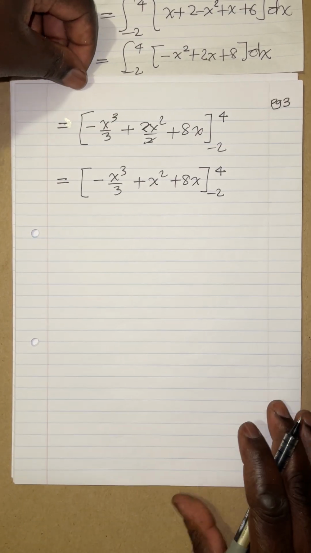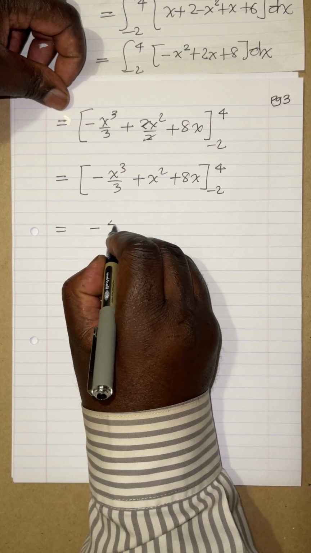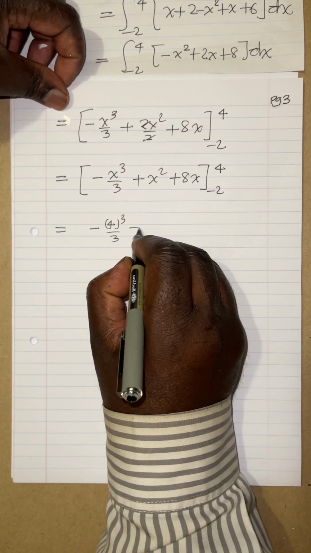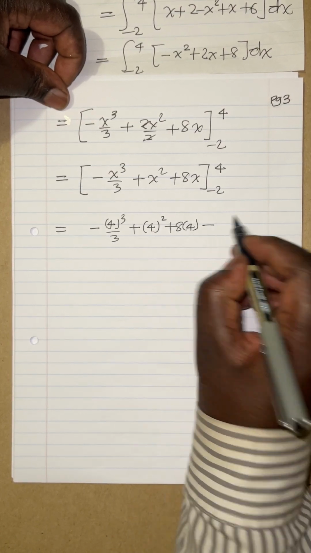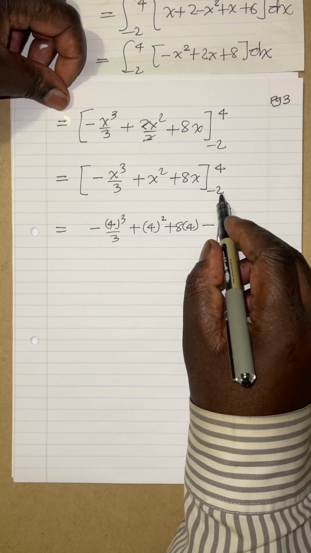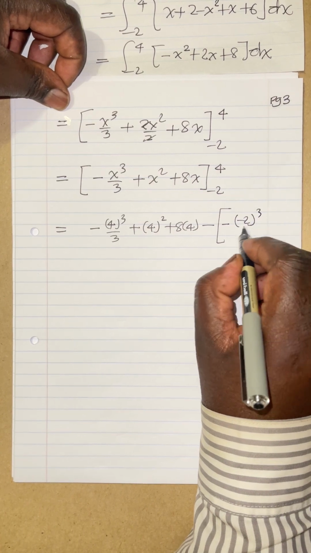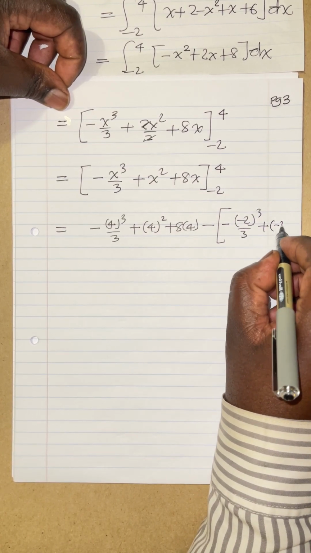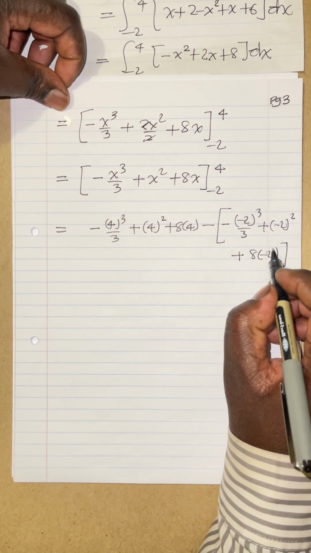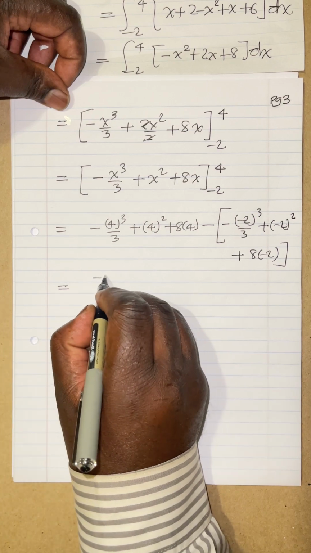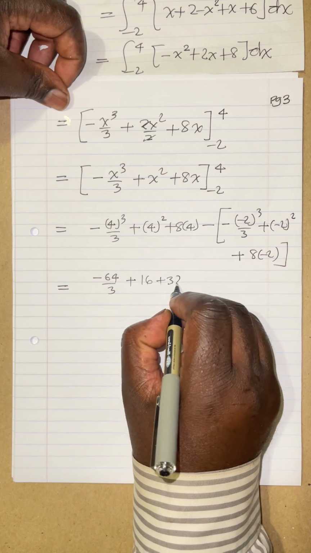So we punch in 4. Punching in 4, what we have is minus 4 cubed over 3 plus 4 squared plus 8 times 4, and then minus, open brackets, we take minus 2 and put it there, so now we have minus 2 cubed over 3, plus minus 2 squared, plus 8 times minus 2. Now simplifying this part, this is minus 64 over 3 plus 16 plus 32.